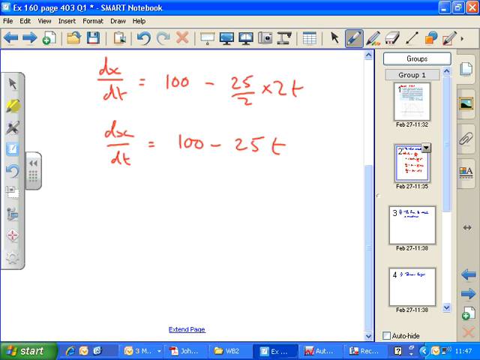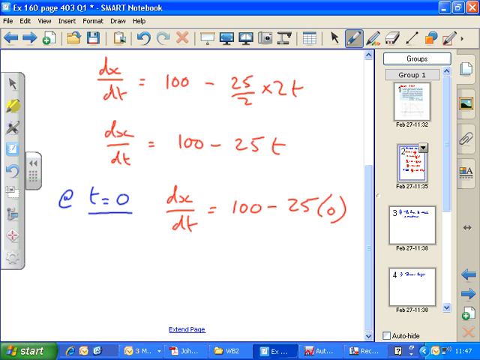So the initial velocity is the velocity when time equals 0. So at t equals 0, dx by dt equals 100 minus 25 times 0, which is just 100. So the initial speed of the missile is 100 meters per second.